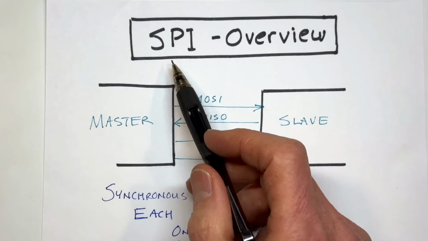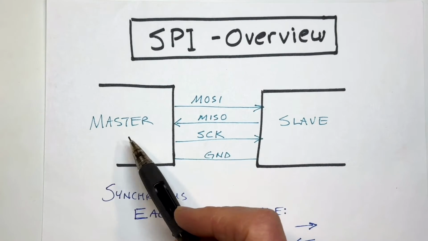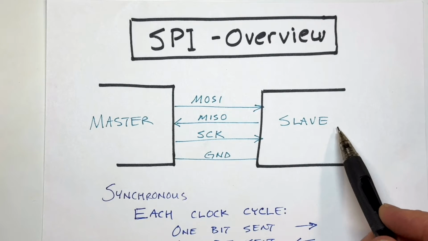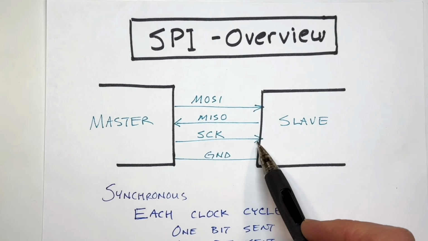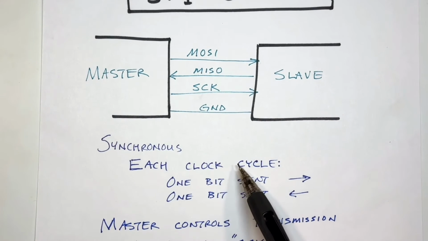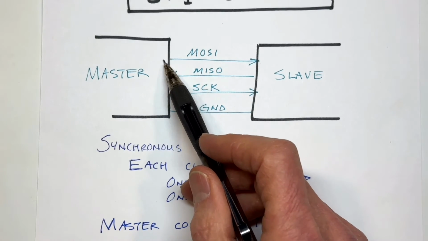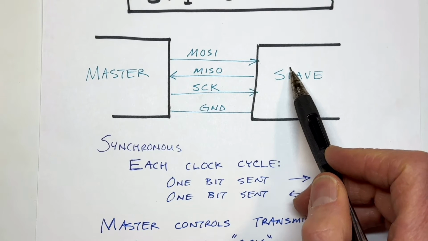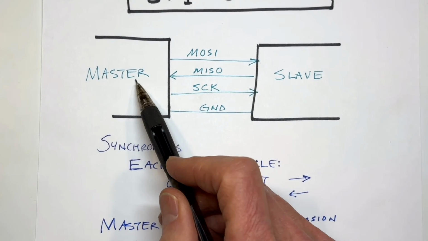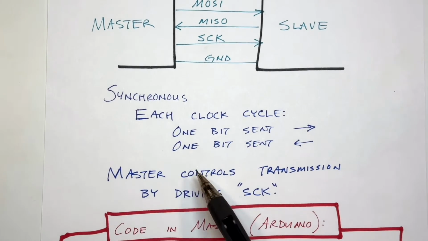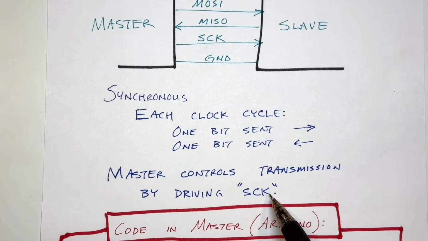So now I want to do a quick overview of the SPI interface. Here you have the Arduino acting as the master, and the AT51 microcontroller acting as the slave. And the Arduino is controlling things by sending the clock pulse. And the system is fully synchronous. That is, every time there's a clock pulse, exactly 1 bit will be sent from the Arduino to the AT51, and at the same time 1 bit will be sent back from the slave to the master. So the master controls the transmission, and it does that by driving the clock signal.